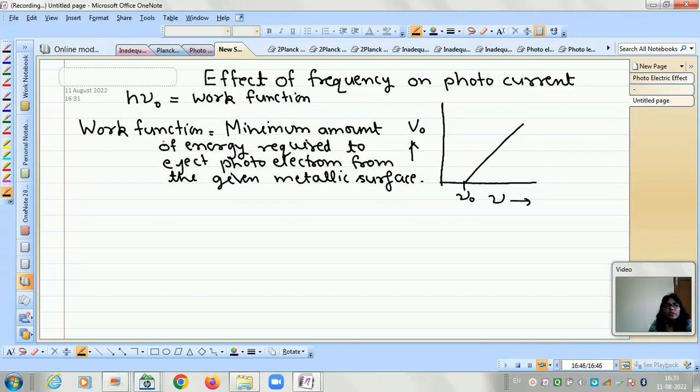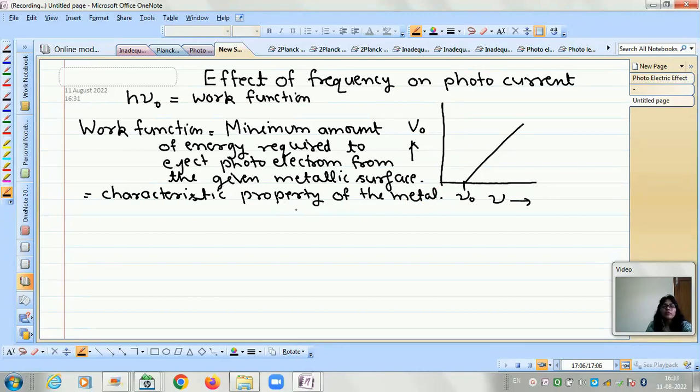So this work function is a characteristic property of the metal. If we use a different metal, then the work function will be different.